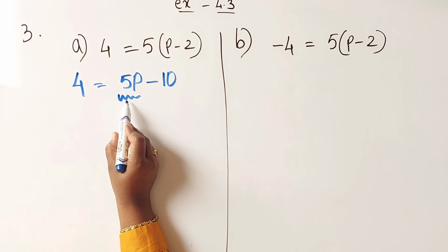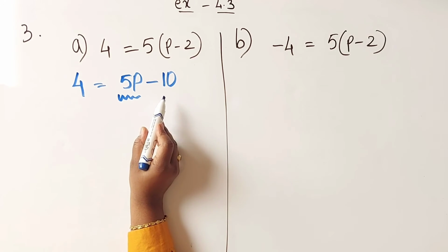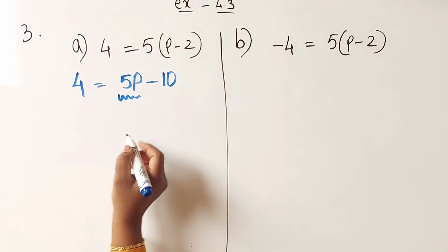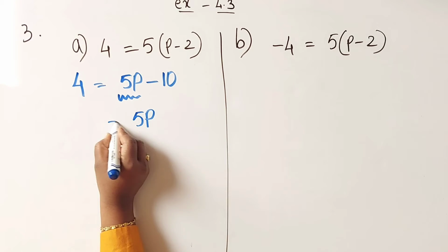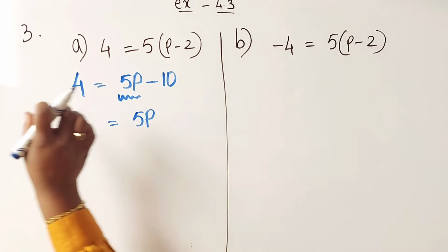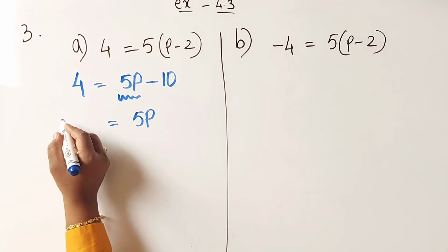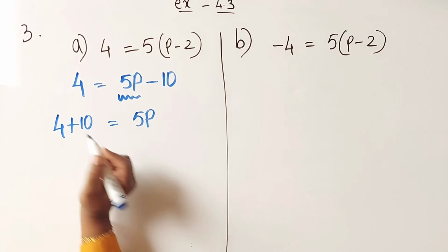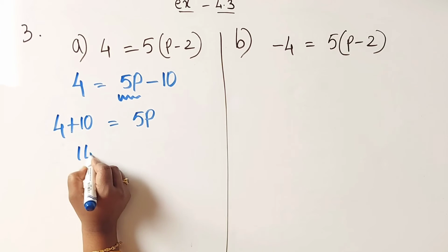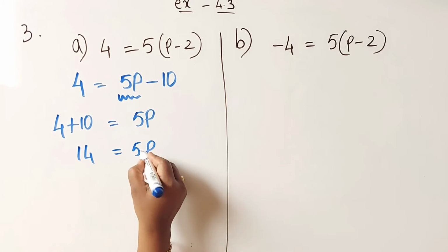So keep this 5p on the right hand side, children, and send this minus 10 to the left hand side. Right? So 5p is here only. Now sending minus 10 to the left hand side, it will be plus 10. 4 plus 10, right, children? So 4 plus 10 is 14. That equal to 5p. Correct?